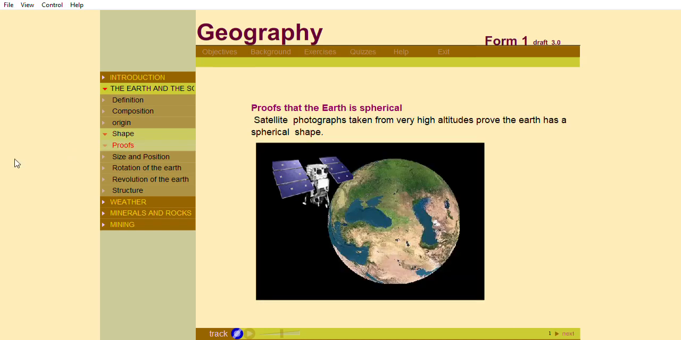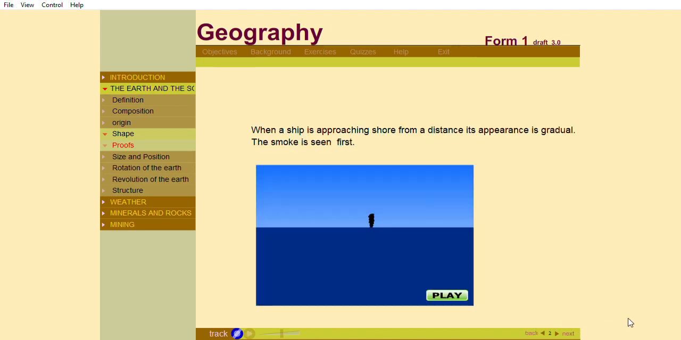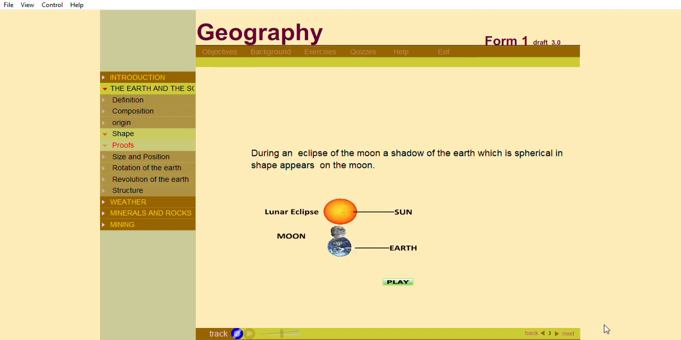Proofs that the Earth is spherical. Satellite photographs taken from very high altitudes prove that the Earth has a spherical shape. When a ship is approaching shore from a distance, its appearance is gradual. The smoke is seen first. During an eclipse of the moon, a shadow of the Earth, which is spherical in shape, appears on the moon.